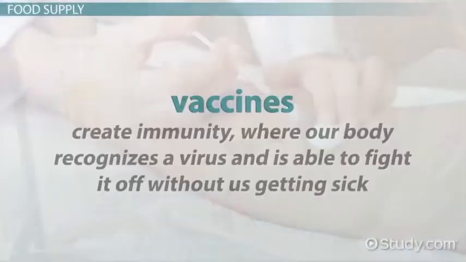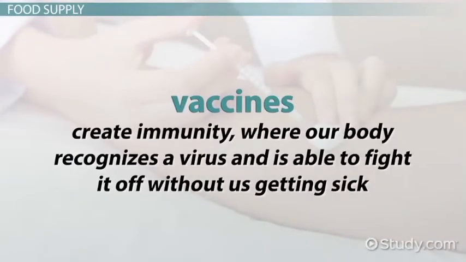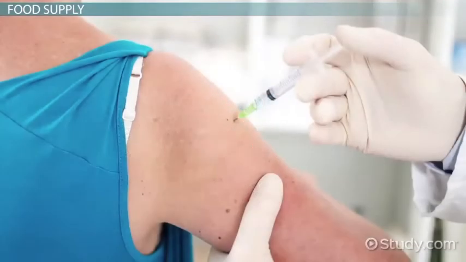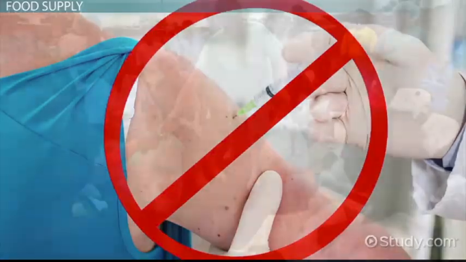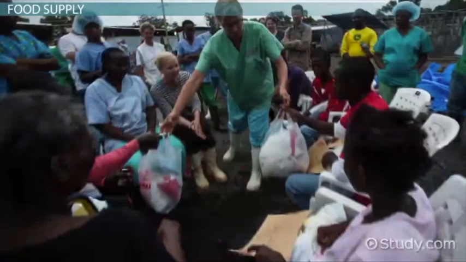And right now, scientists are working on designing foods that contain vaccines. Vaccines create immunity where our body recognizes a virus and is able to fight it off without us getting sick. Instead of getting injections, which is tough to transport and getting to third world countries where the diseases are most prevalent, scientists want to put it into foods.